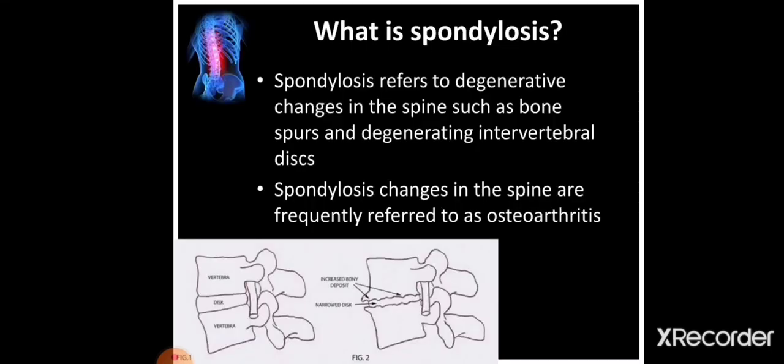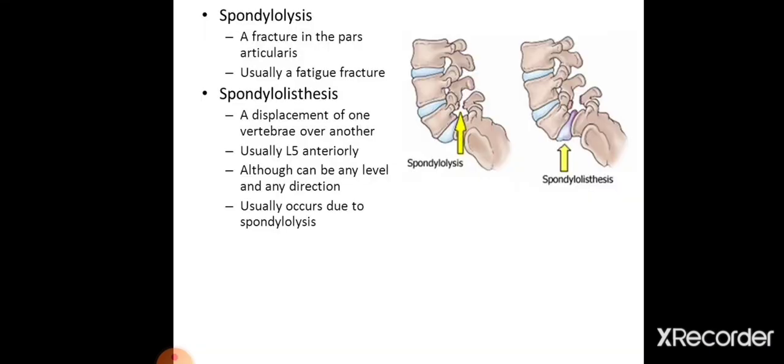Then what is spondylosis? Spondylosis refers to degenerative changes in the spine such as bony spurs, degenerating intervertebral disc. These spondylosis changes in the spine are frequently referred to as osteoarthritis. Then we have spondylolysis. A fracture in the pars interarticularis is known as spondylolysis. These are somewhat confusing terms, that's why I am adding these points in this slide. So please, you must know and go through it.